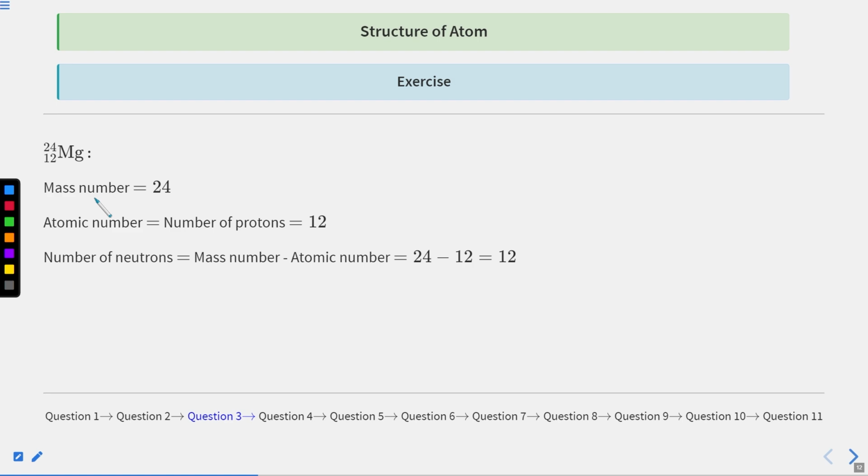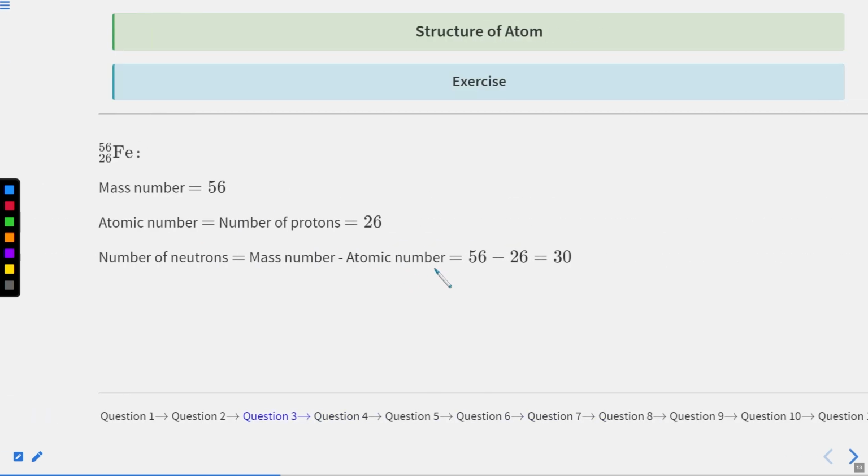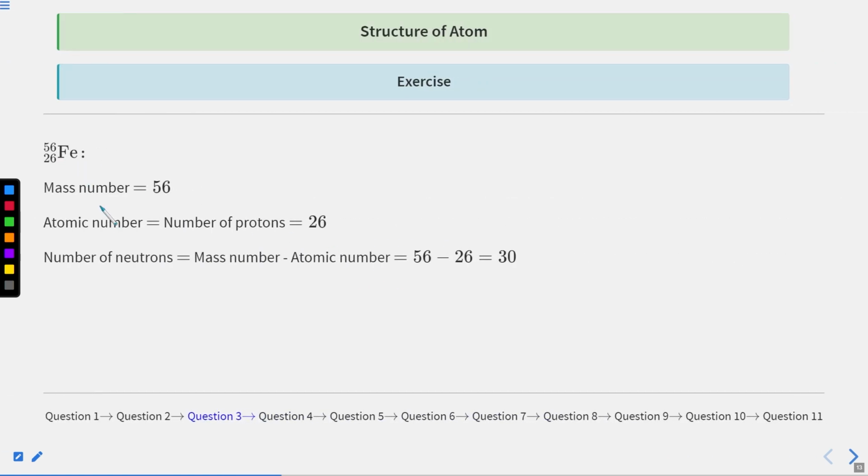Similarly, for magnesium, we have the mass number as 24. So the number of protons will be 12, and the number of neutrons will be 24 minus 12, that is 12. For iron, the mass number is 56. So the atomic number will be the same as the number of protons, which is given here, 26, and the number of neutrons will be mass number minus atomic number, that is 30.